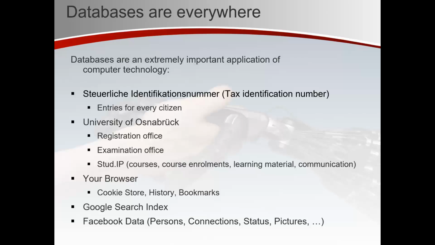so nearly everywhere. If we think of really large databases, there are more such things, like the Google search index. It can be seen as one large database where for every web page in the world there is an entry of which words appear on that page, and this can be retrieved and used by the Google search engine to find information on the web. Or, for example, the Facebook database contains data about persons, about connections between persons, the status updates you do, the pictures you upload, and so on. So from very small to really, really big databases, there's a large variety in nearly every part of what we do with computers.